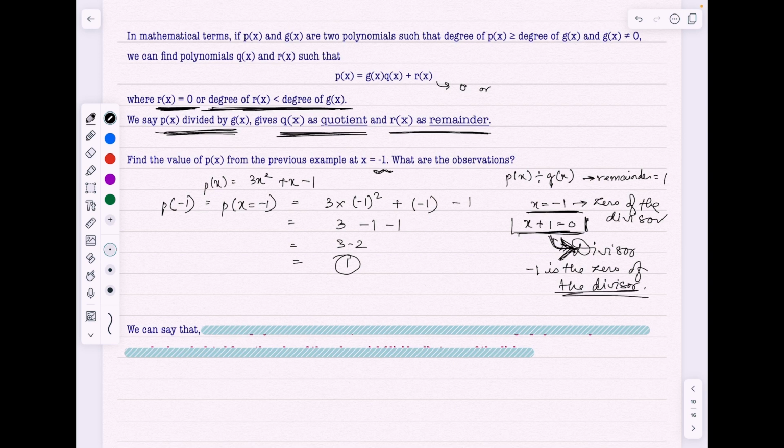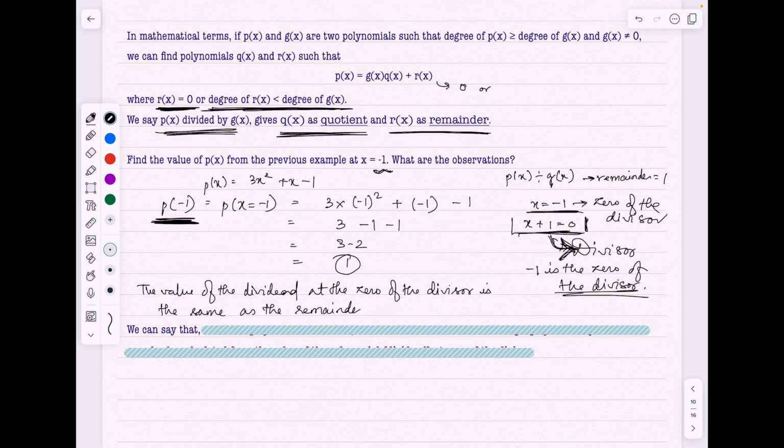And we are seeing that the value of the polynomial, the value of the dividend at the zero of the divisor, is the same as the remainder.